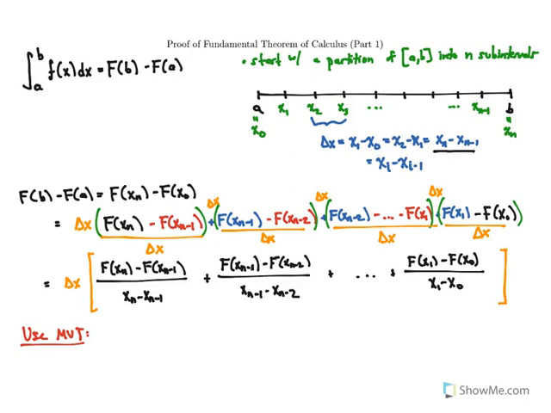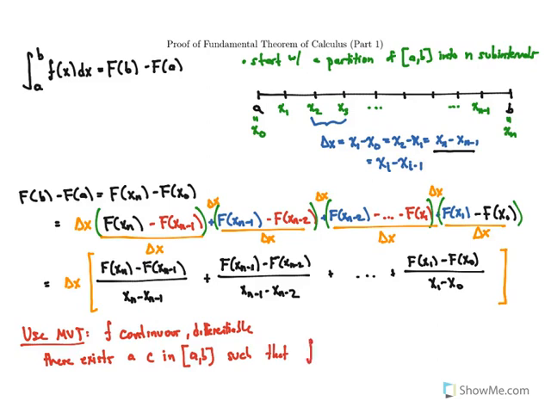So the mean value theorem says that if f is continuous and differentiable, as we need those, then there exists a c in the interval a to b such that the derivative at c is going to be equal to f of b minus f of a over b minus a.